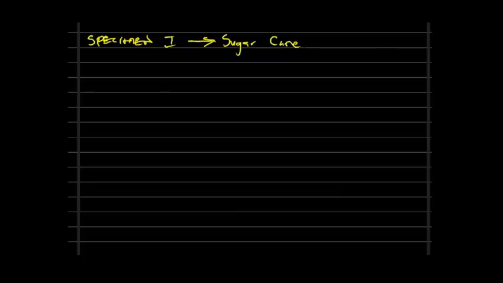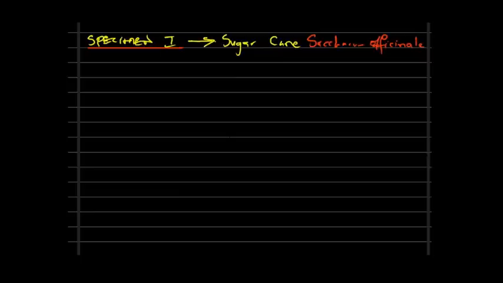Now it has its botanical name. The botanical name for sugarcane, we call it the Saccharum officinarum. That is what it is being called.